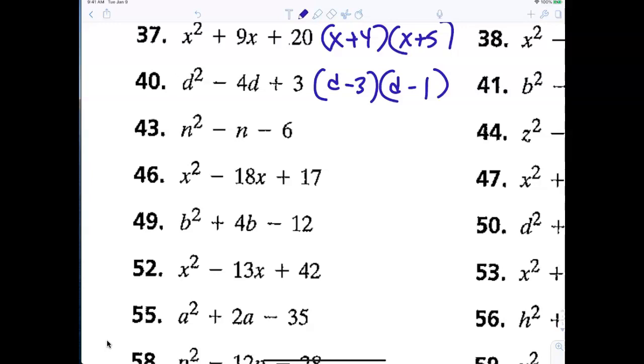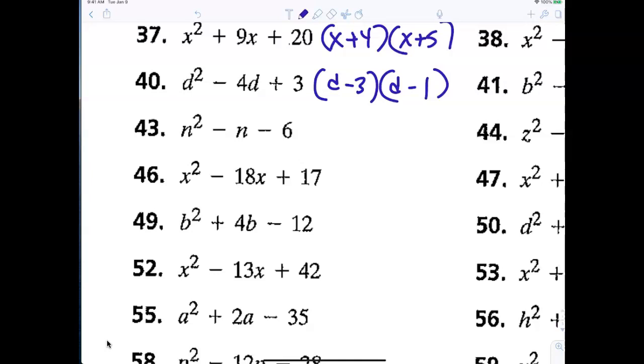Because I want the factors of 3 that make 4. 1 and 3 make 4. Do you agree? But I want negative 4, so they both have to be negative. So you're just adding those last two numbers? Yes. 3 and 1 together make 4. They make negative 4 if they're both negative.